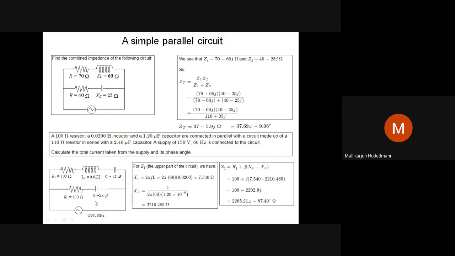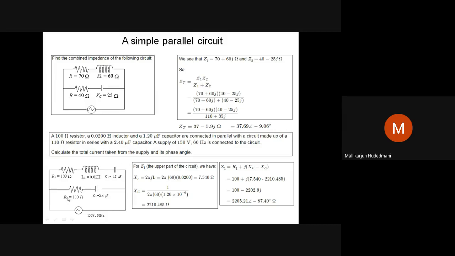If I want to calculate, I can do it. Z1 I have to calculate. Simplify: what is XL, what is XC, what is Z? As you can see here, XL is 2 pi F L, XC is 1 by 2 pi F C. Then Z is R plus j, XL minus XC. Whichever is dominating, whether plus or minus, determines this. This is about the first arm.